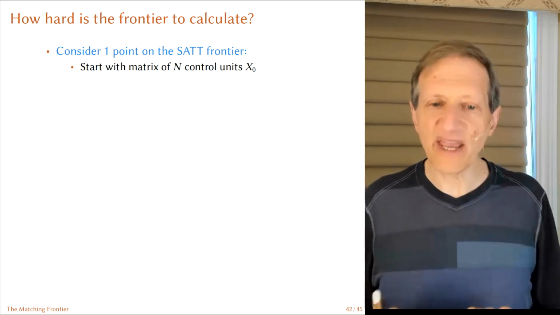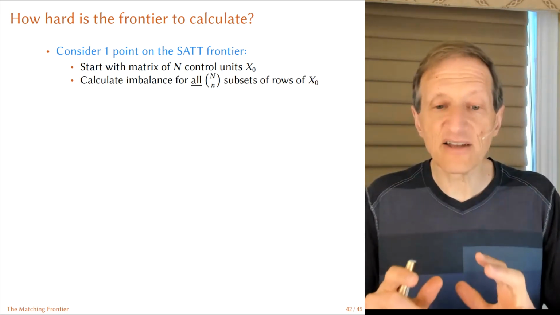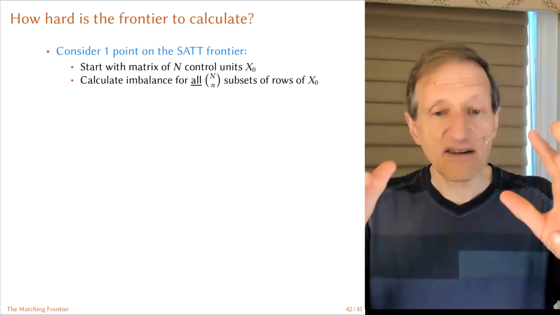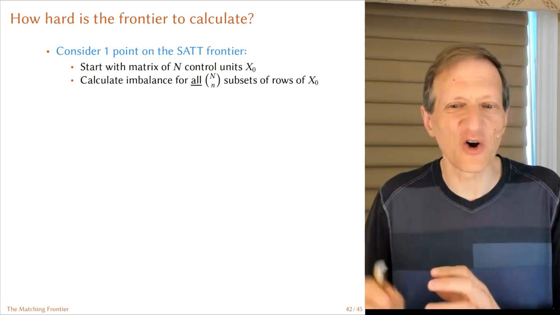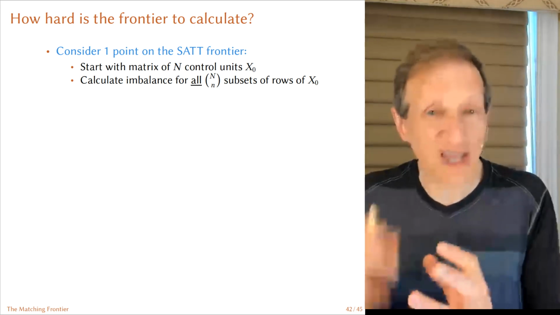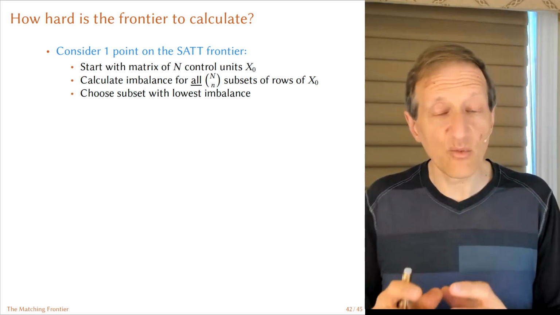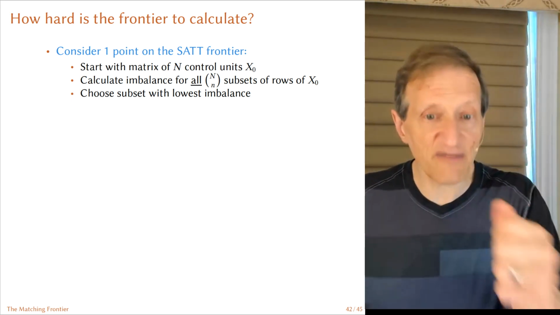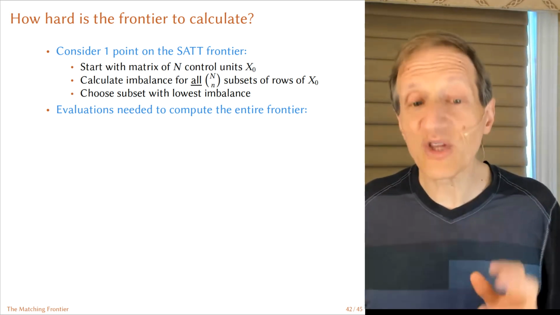You start with the matrix of n control units. You calculate imbalance for all big N, choose little n subsets of rows of X, because a subset means anything else we prune. We're going to choose the subset then with the lowest imbalance, given n. How many evaluations do you need to compute the entire frontier?